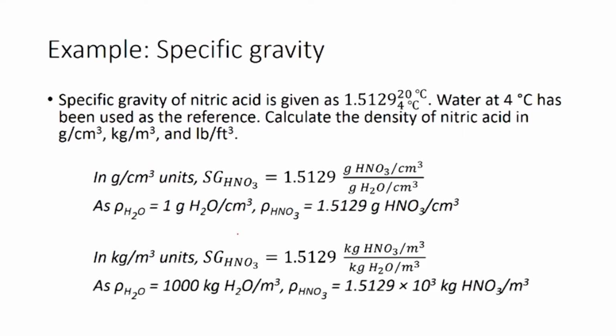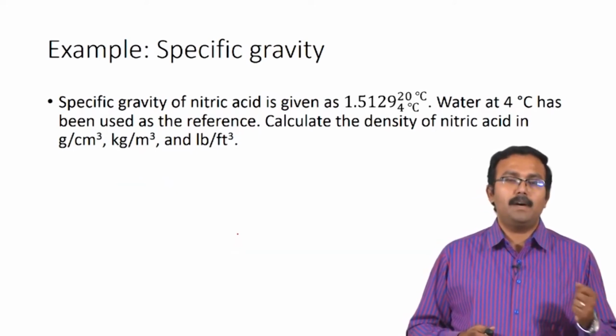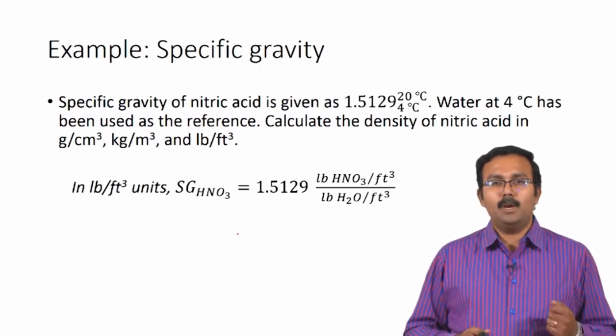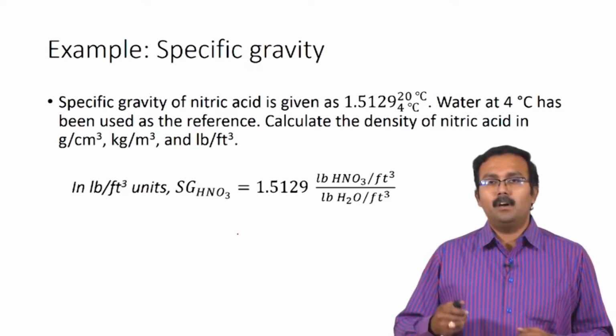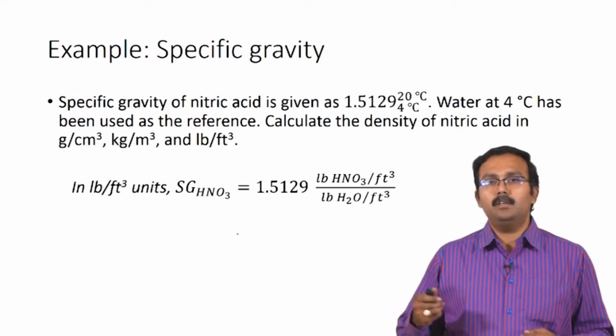Using the density of water as 1000 kilograms of water per meter cube, I can calculate the density of nitric acid as 1.5129 times 10 power 3 kilograms of nitric acid per meter cube. If I want to calculate the density in terms of pound mass per feet cube, then the specific gravity should be written down as 1.5129 pounds of nitric acid per feet cube divided by pounds of water per feet cube.